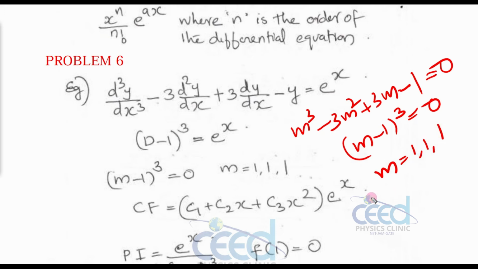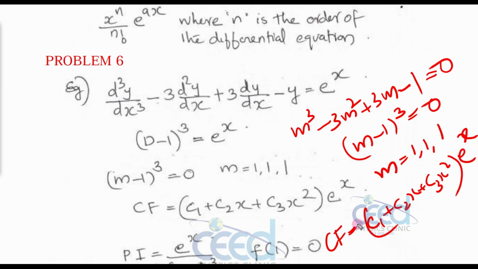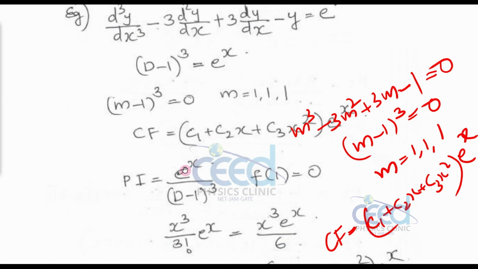In such a situation, if roots are equal, the complementary function is c1 plus c2 x plus c3 x square into e raised to m1 x, that is e raised to x. So I got the complementary function. After getting the complementary function, I have to find out the particular integral. Particular integral is equal to e raised to x divided by this f of d, that is d minus 1 whole cube. Here is the problem.